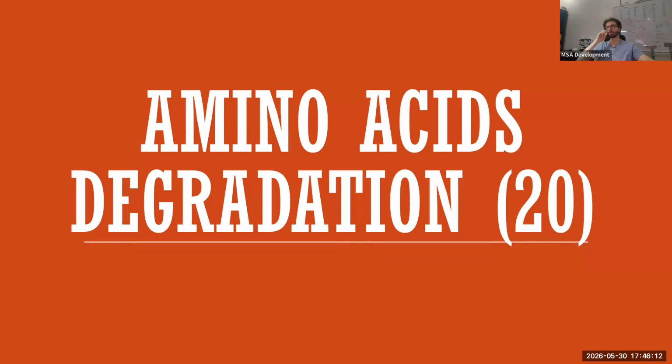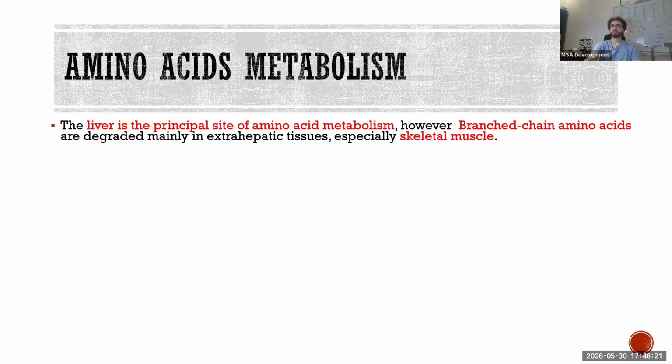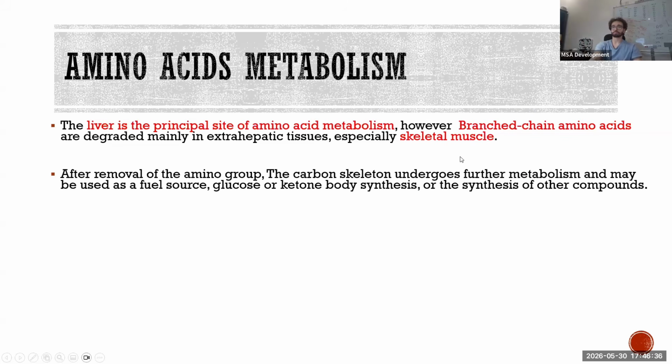Okay. Now we're done with what happens to nitrogen, how it's metabolized. I want to talk about amino acid degradation. How are amino acids broken down? First of all, I want to mention that the liver is the principal site of amino acid metabolism, except the branched-chain amino acids. So all the amino acids are broken down in the liver, except the branched-chain amino acids. Where are they broken down? In skeletal muscle. Remember this, they ask about it.